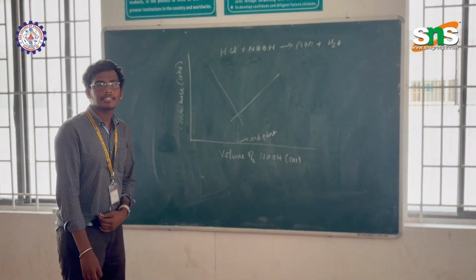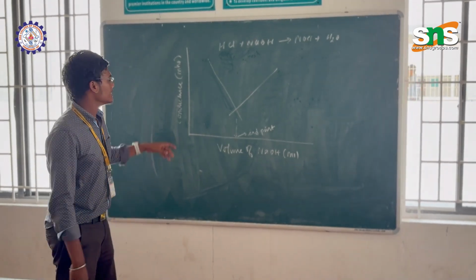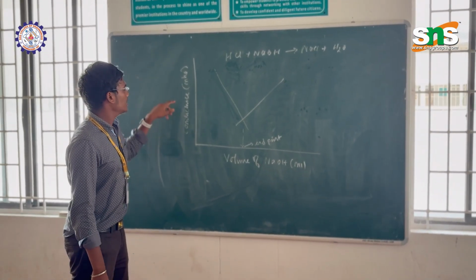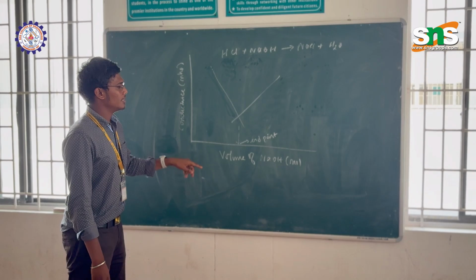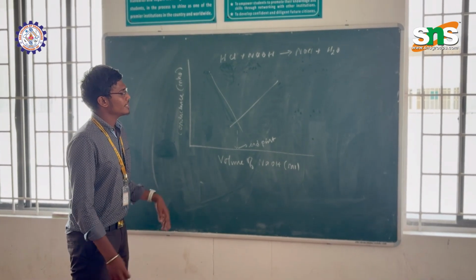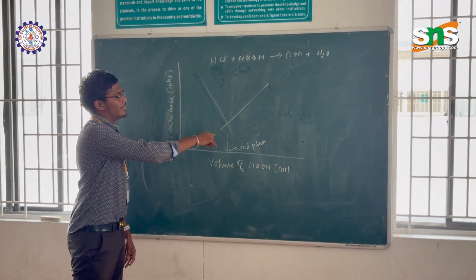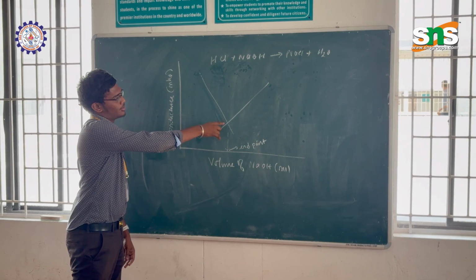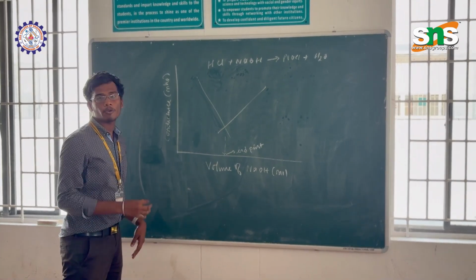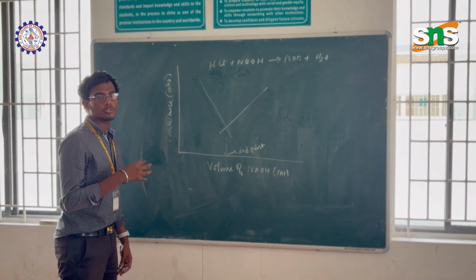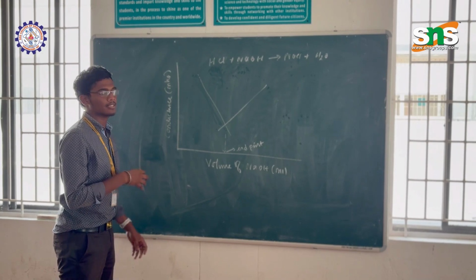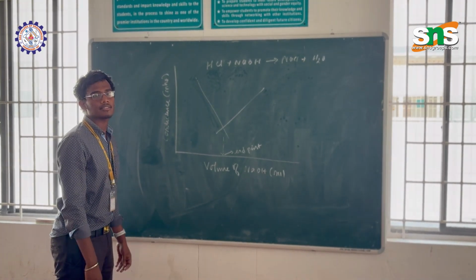From the readings we got from the experimental setup, we can draw the graph of conductance against volume of NaOH. The volume of NaOH can be determined from the endpoint, which gives the amount of sodium hydroxide present in the titration.